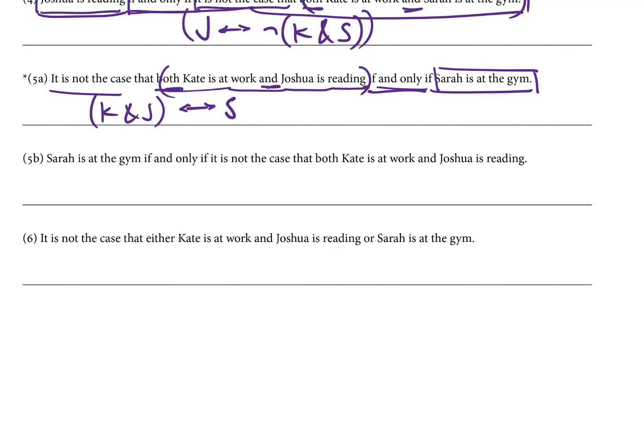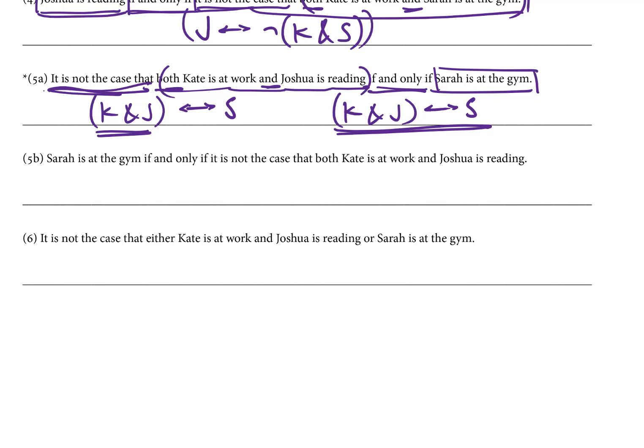All right, and actually let me copy this down again. Now the ambiguity arises because it's not clear from the English sentence if the "it is not the case that" applies to just this K and J, or if it applies to the entire biconditional. There's no way to tell from the English sentence.